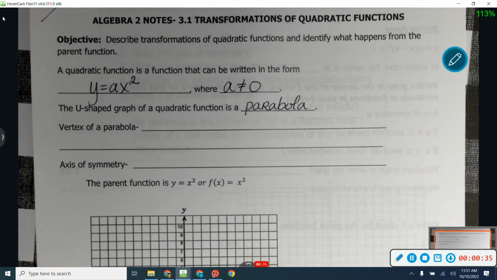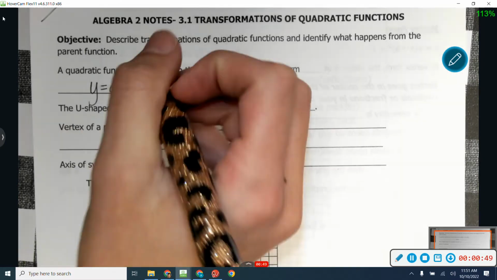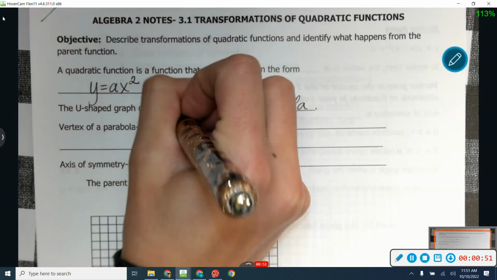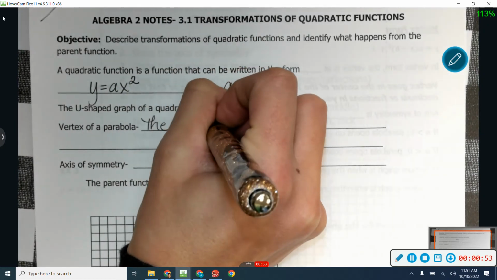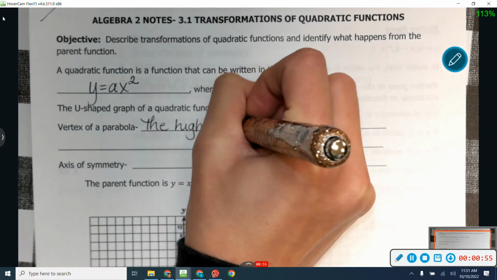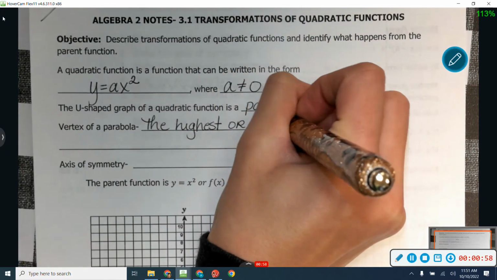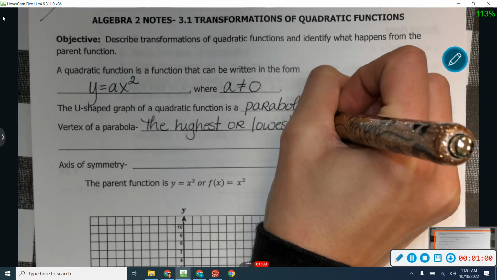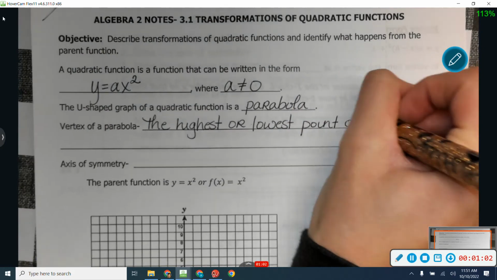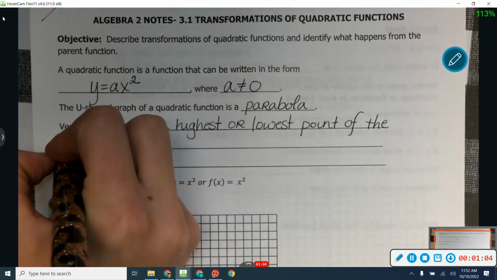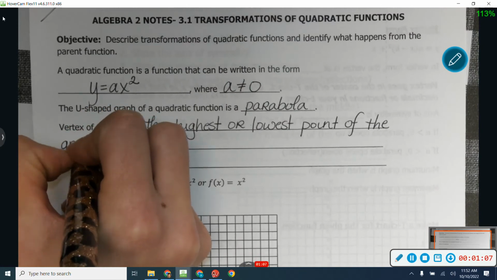So remember that quadratics are very similar to absolute value functions. The absolute value function was a V, and quadratics are U. But they have very similar attributes. The vertex of a parabola is the highest or lowest point of the graph. It's also the center of the graph.